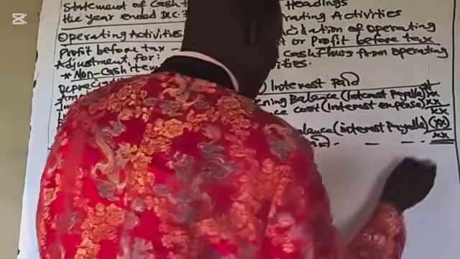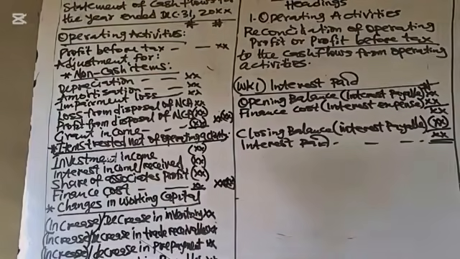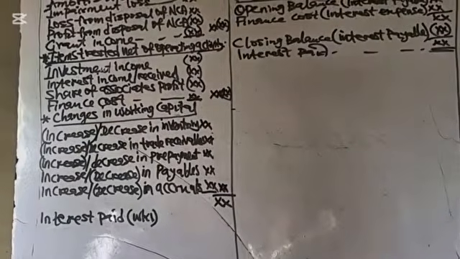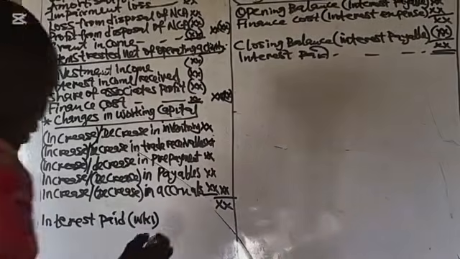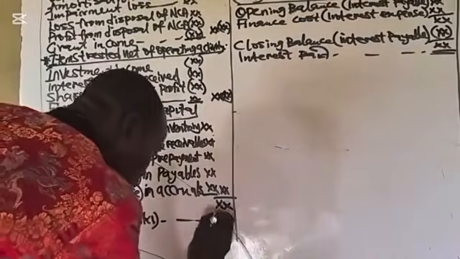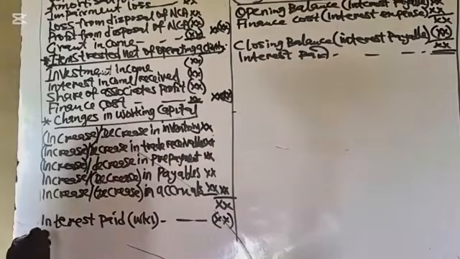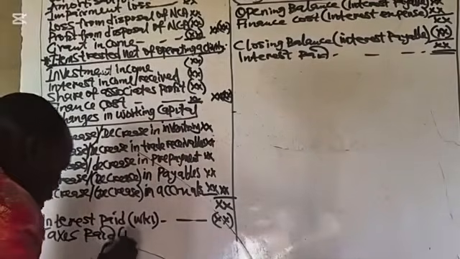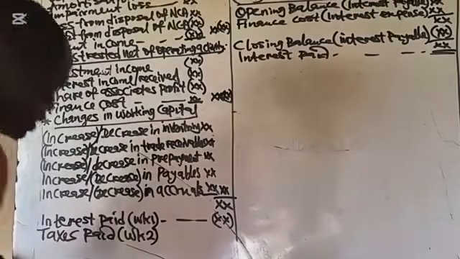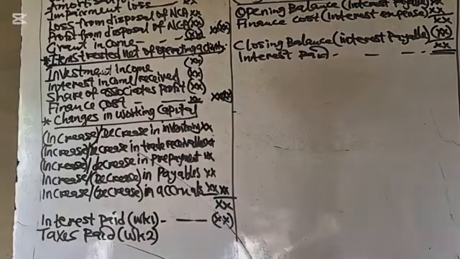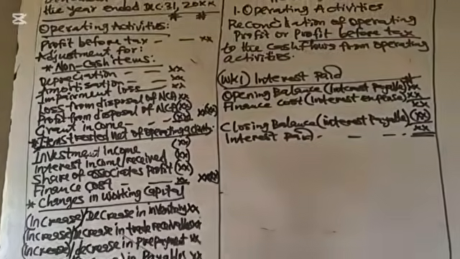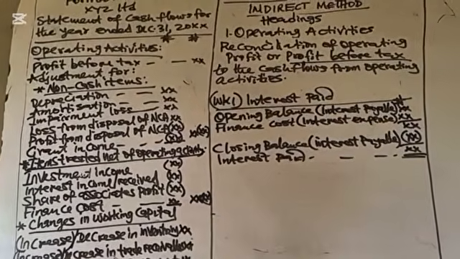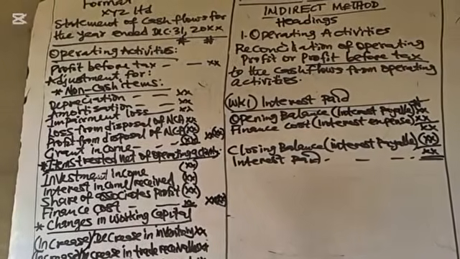It is this interest paid that will be shown under your operating activities that will be subtracted here. So you have interest paid, that amount will be subtracted there. Then after this, you have taxes paid. I am still under the operating activities. Then the second working will be the amount of tax paid in the period. The tax paid in the period is what you will have in working number 2.